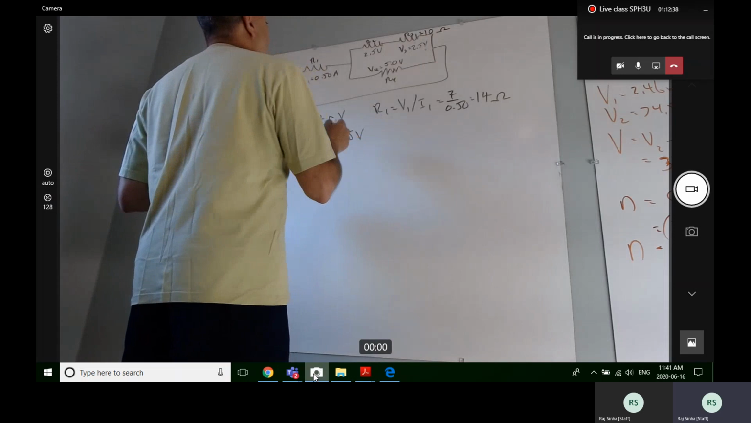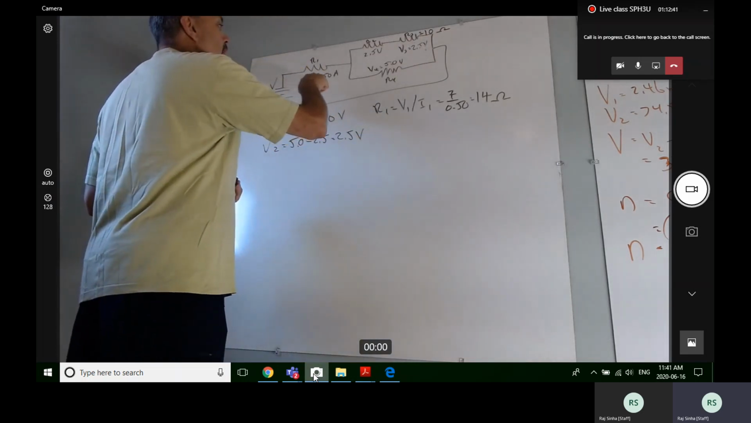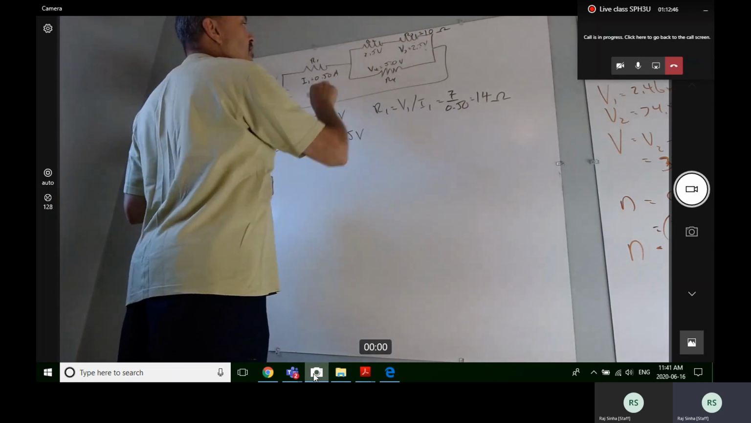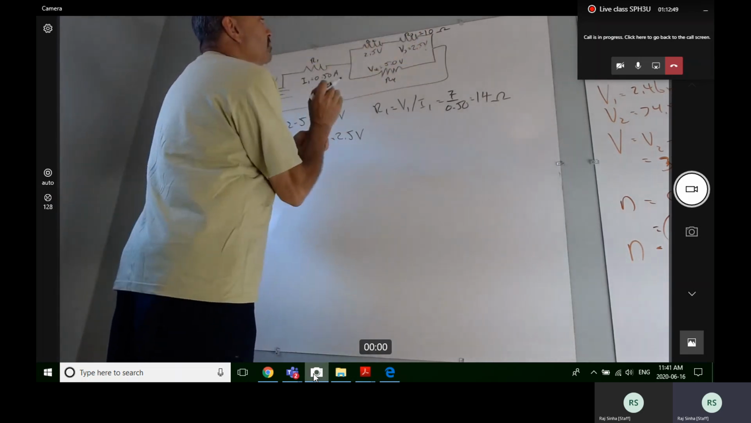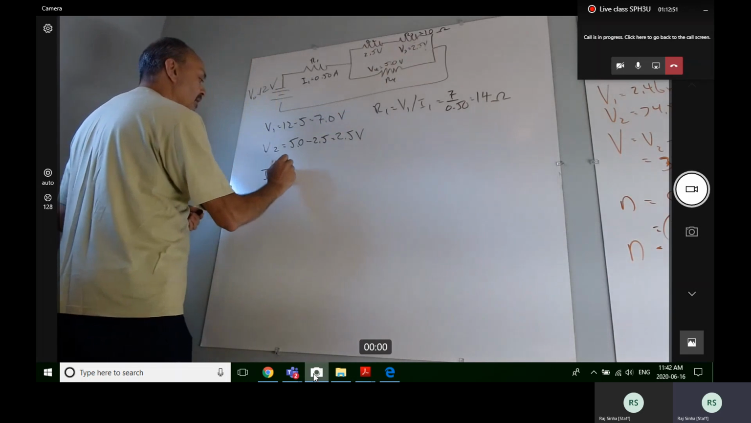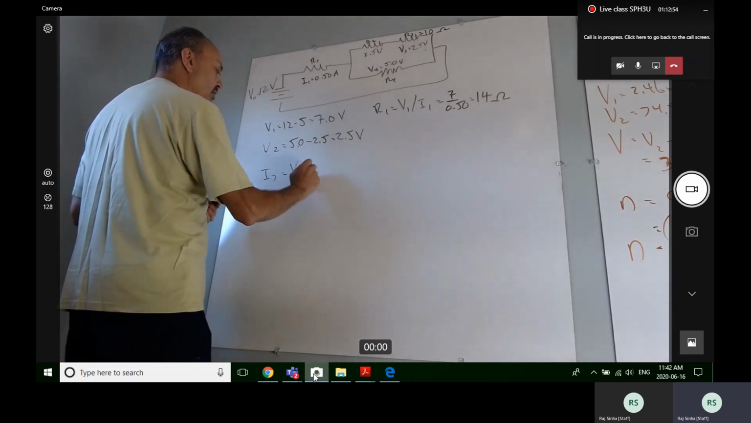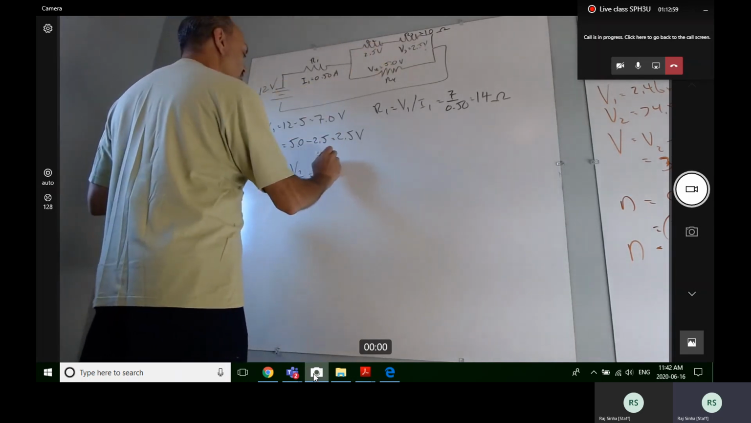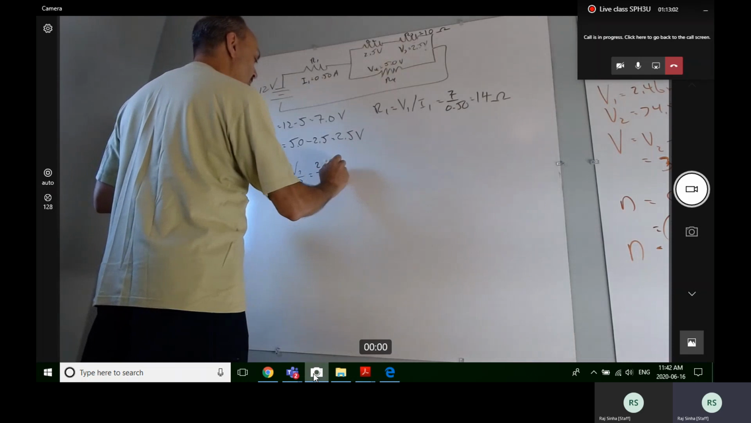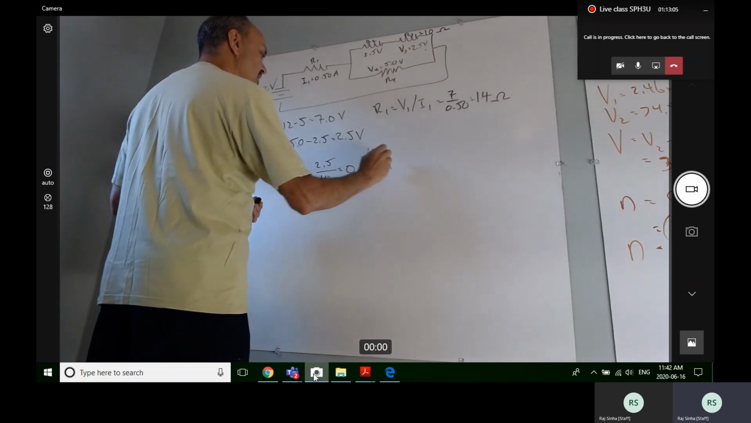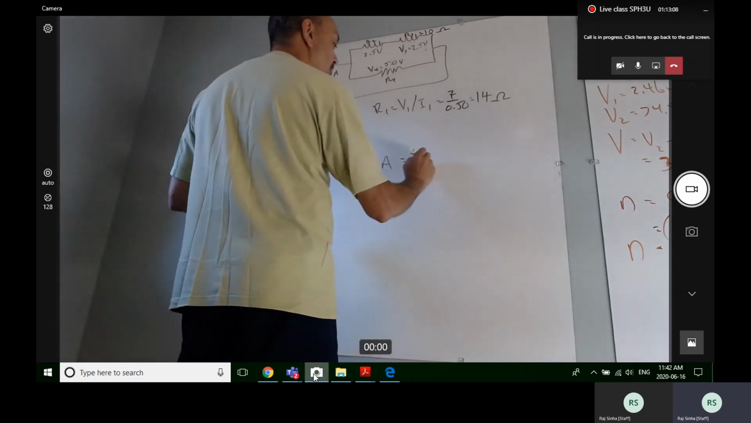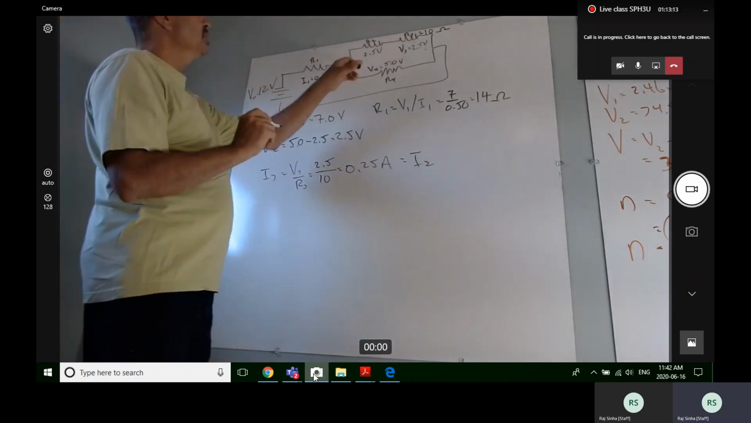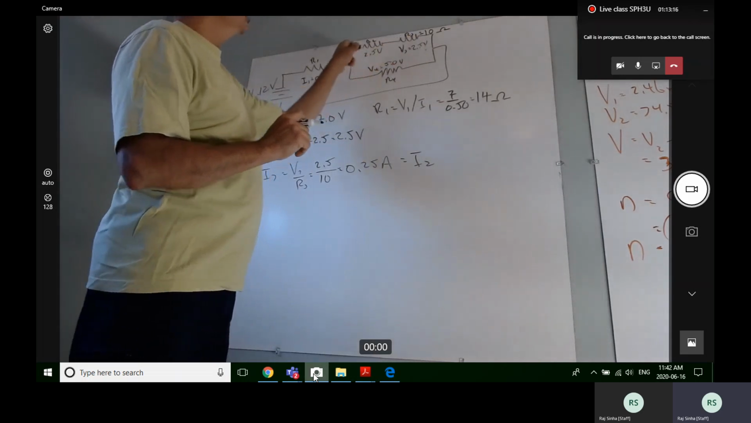And I also know that if I know the current going through this resistor, I also know the current going through this resistor because they're in series. So I can find I3 equals V3 over R3. I3 is going to be equal to 2.5 volts divided by 10 ohms, 0.25 amps, which is going to be the same as I2, 0.25 amps, because whatever speed I go through this one at, I have to be going the same speed here.